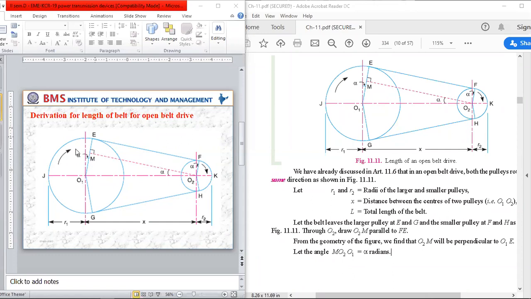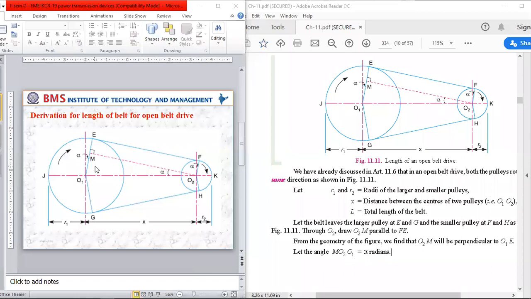When I want to find out the length of the belt for an open belt drive, I have taken the driver pulley and driven pulley with different diameters, that is R1 and R2, and the distance between the centers as x.